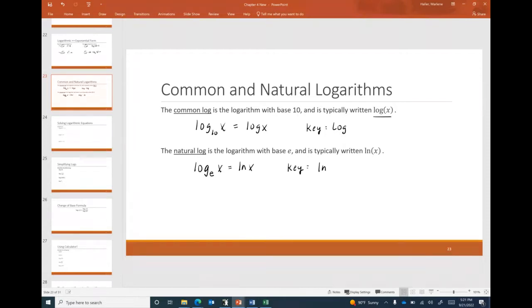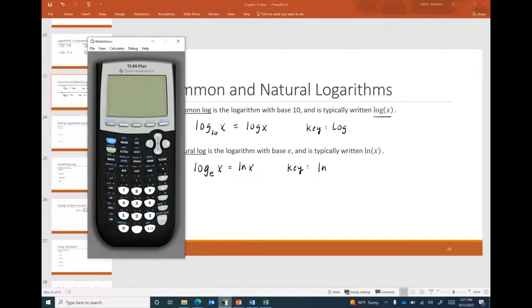All right, let's pull that up and take a look. Here's a calculator that we can look at. Graphing calculator. Here we see there's the log key and there's the ln key.